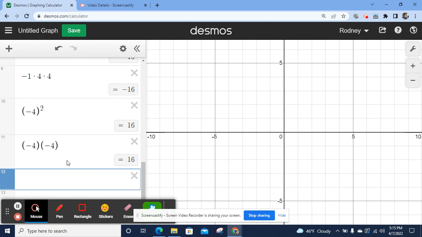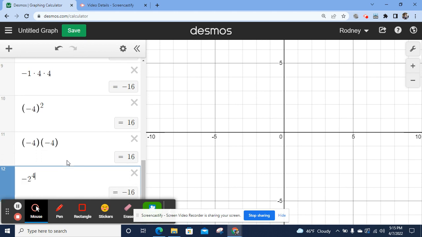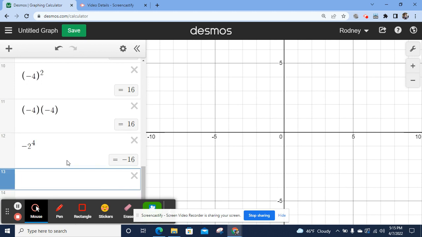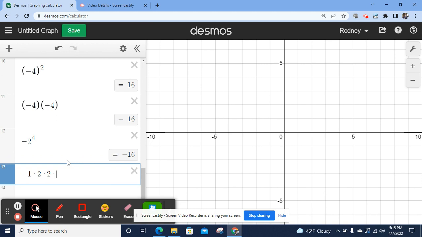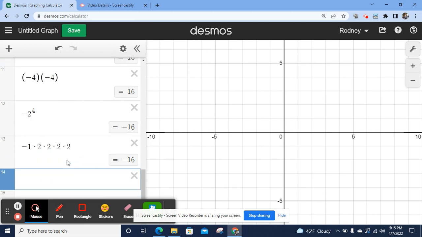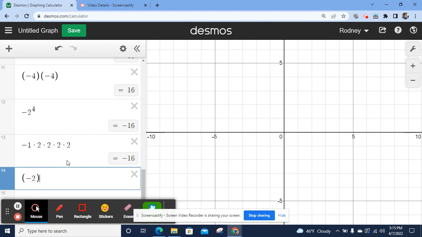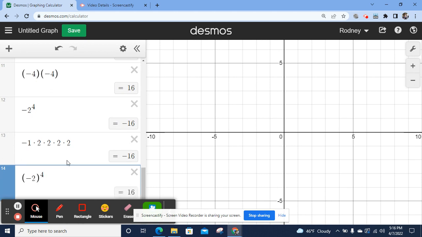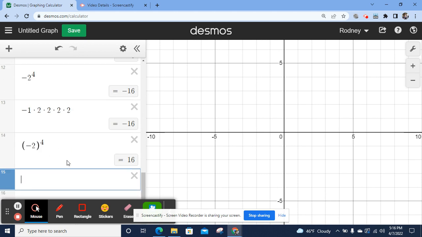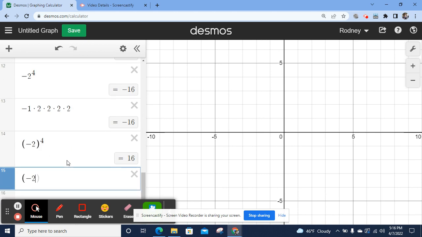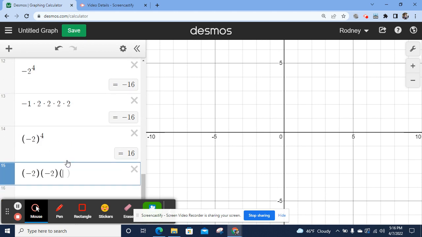So if I say negative 2 to the fourth power, that is going to simply mean negative 1 times 2 times 2 times 2 times 2. And I get negative 16 again. But if I say negative 2 in parentheses to the fourth power, now I get positive 16, because that is negative 2 times negative 2 times negative 2 times negative 2. Okay.